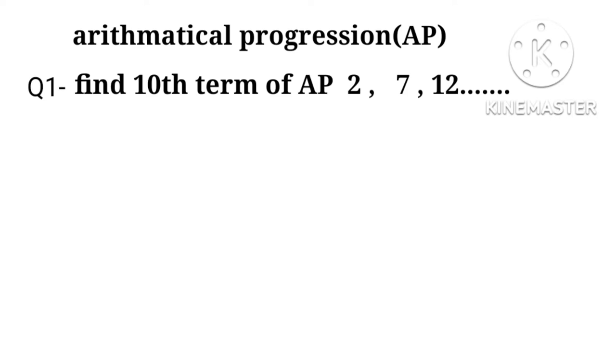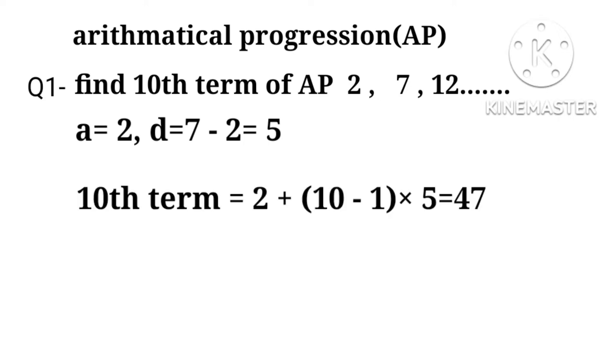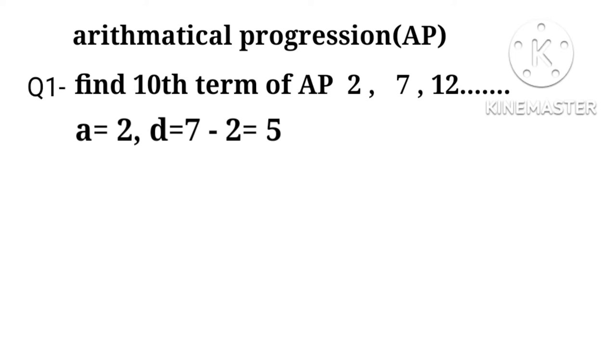Question 1. Find the tenth term of the AP 2, 7, 12. Given a equals 2, d equals 7 minus 2 equals 5. Hence, the 10th term equals 2 plus 10 minus 1 into 5 equals 47.